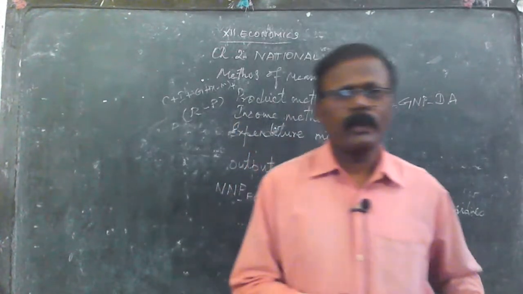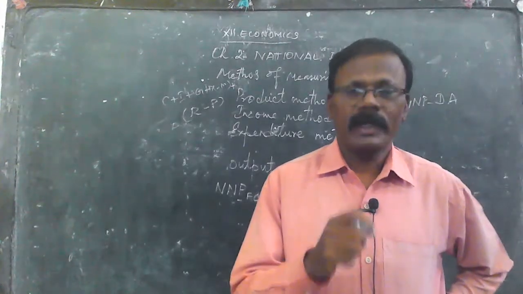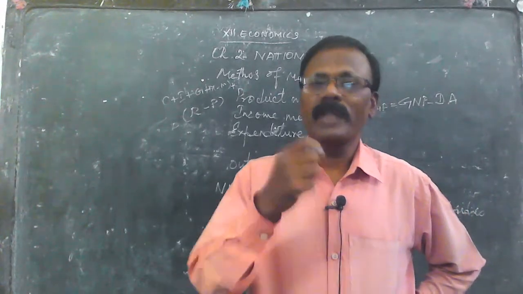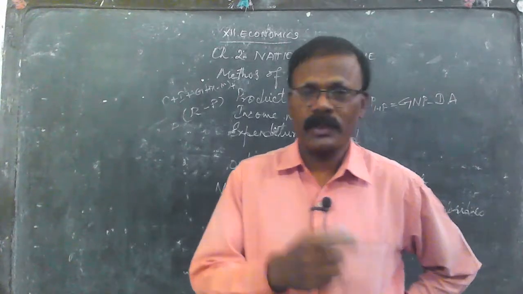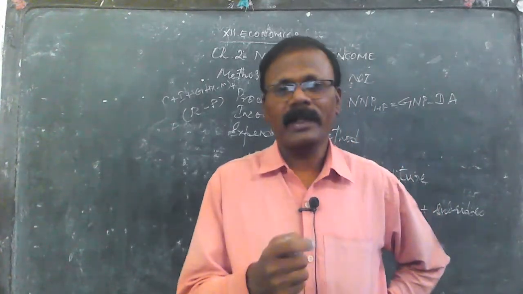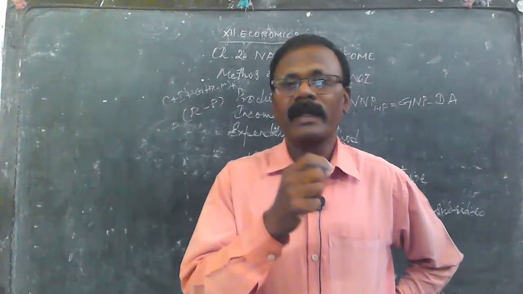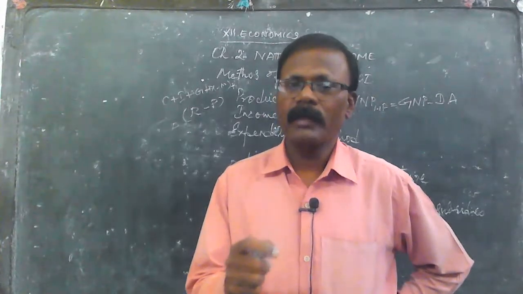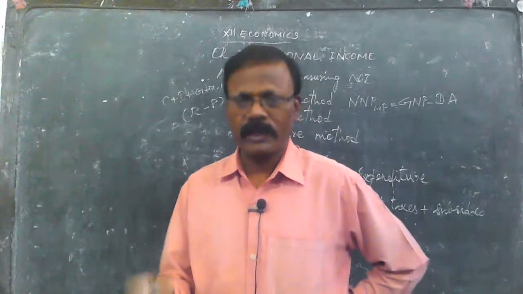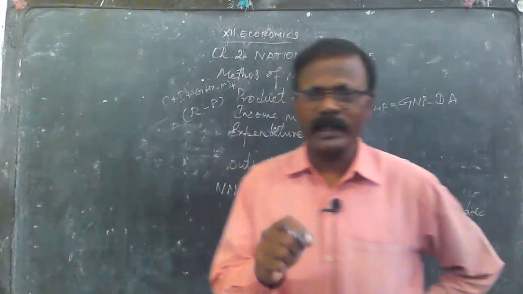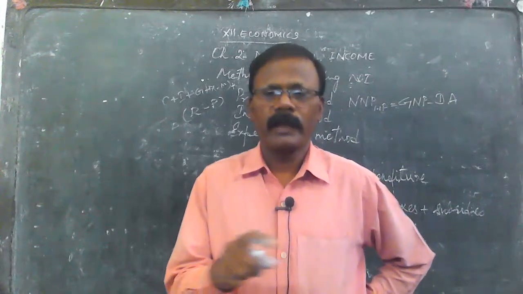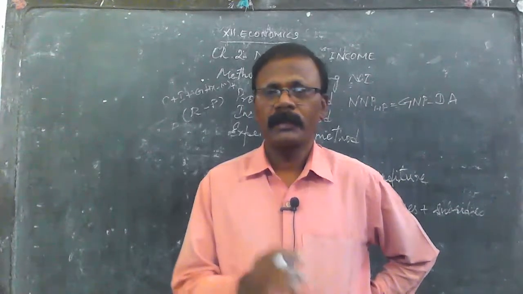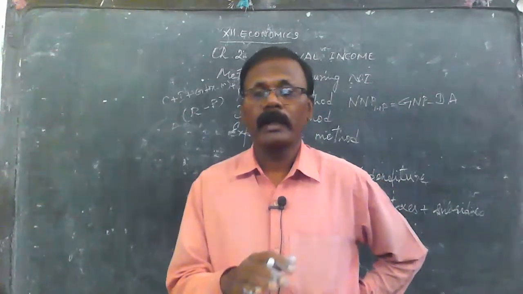And the next is a very important one, per capita income. Per capita income is the average income of a person of a country. This per capita income is obtained by dividing the national income by the population of that country. So PCI is equal to national income divided by population. The per capita income is obtained by dividing national income by the population.